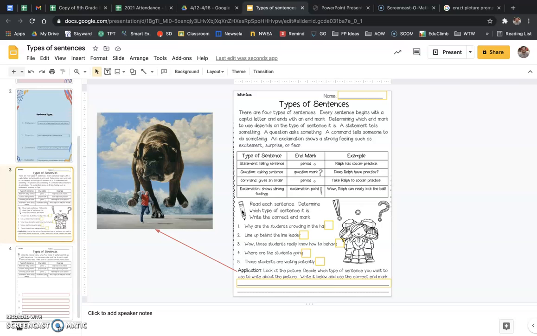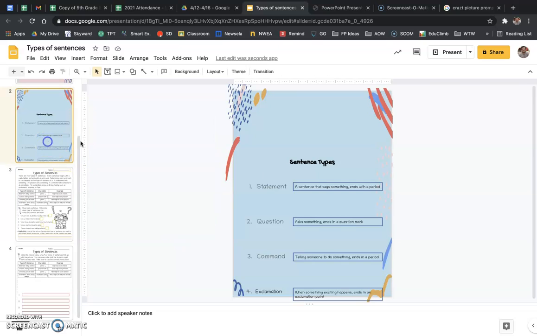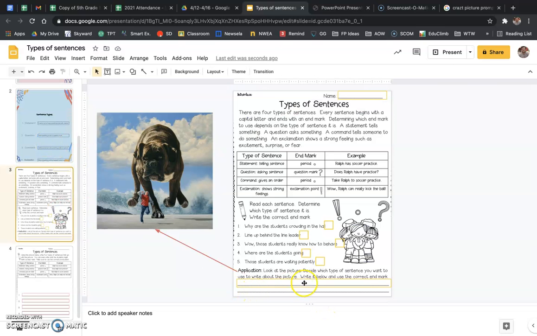Now, down here, there are 5 sentences. You are going to read each sentence and decide which punctuation needs to be here: a period, a question mark, or an exclamation mark. The last thing you'll do on this side is look at this picture and create some sort of sentence. It can be any one of these 4, and make sure it has the correct punctuation at the end. Put a sentence here that is your reaction to whatever is going on in this picture. I'm confused, but whatever you have in your brain, put it here. Just make sure you use the right kind of punctuation: exclamation mark, period, question mark.